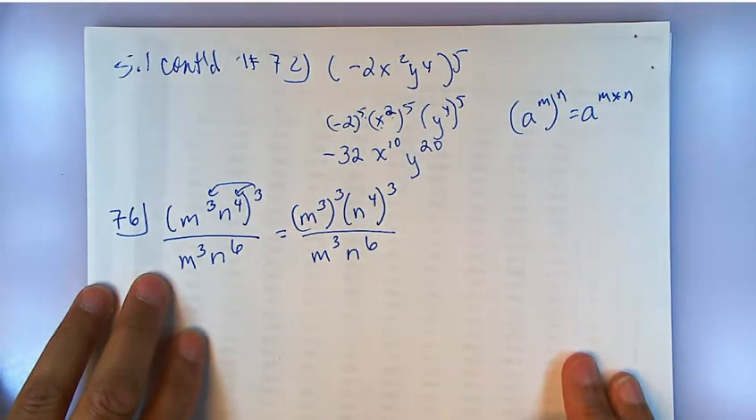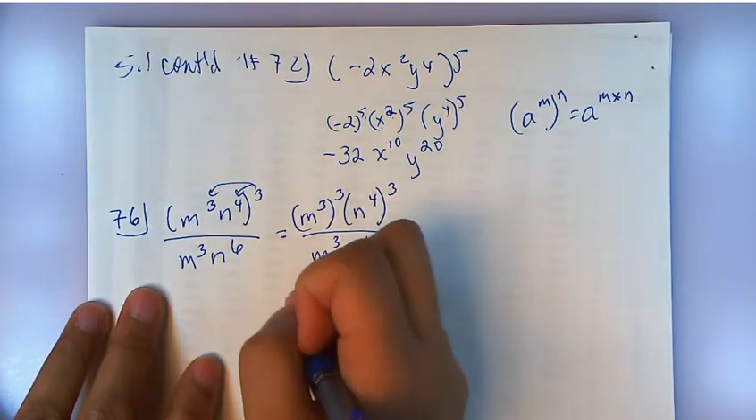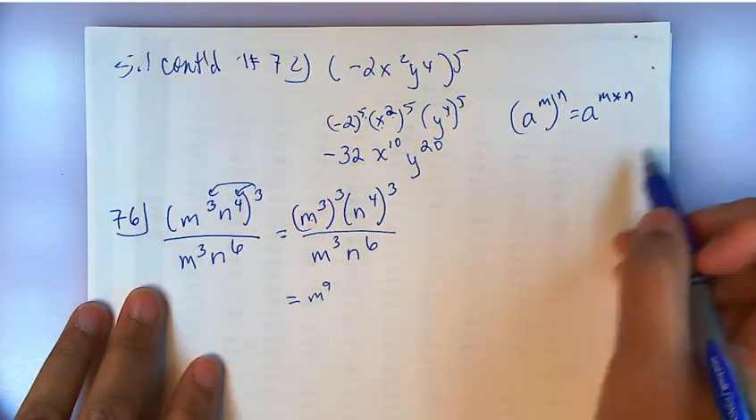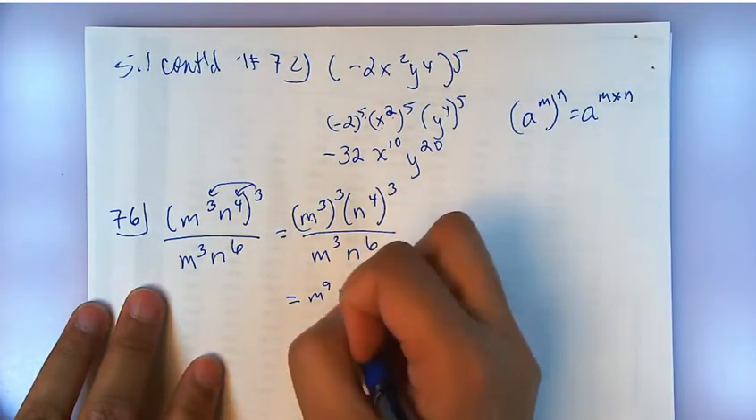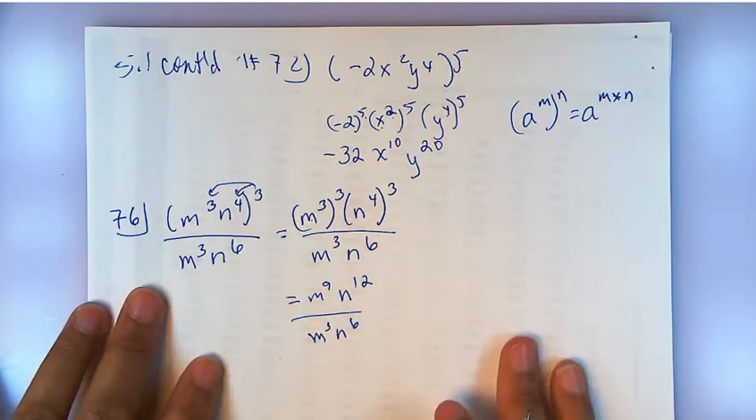Now I'm writing it step by step. But after a while, I'm not going to write step by step anymore. We're going to have to step up our game and make sure we understand what's going on. M to the third to the third is just m to the ninth. Remember, we're using our power rule. N to the 12th over m to the third, n to the sixth. Then we're going to use our quotient rule.